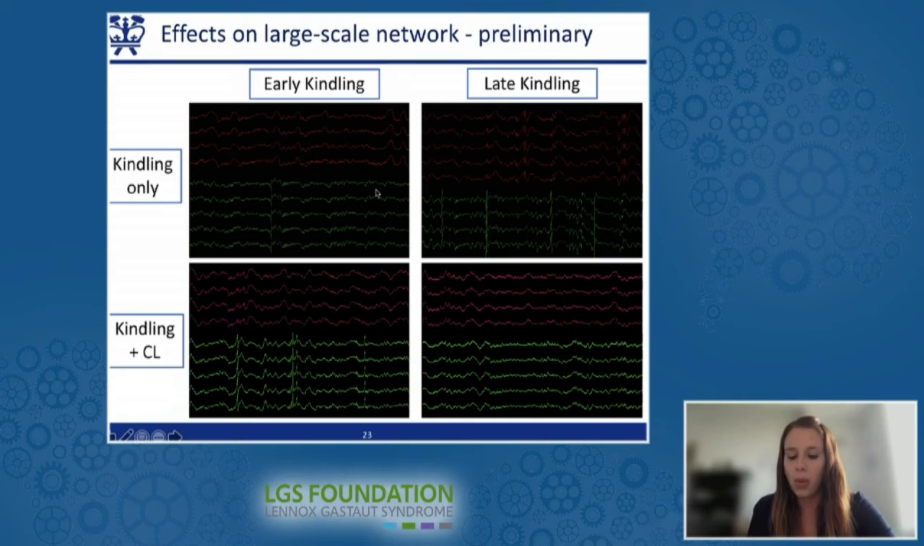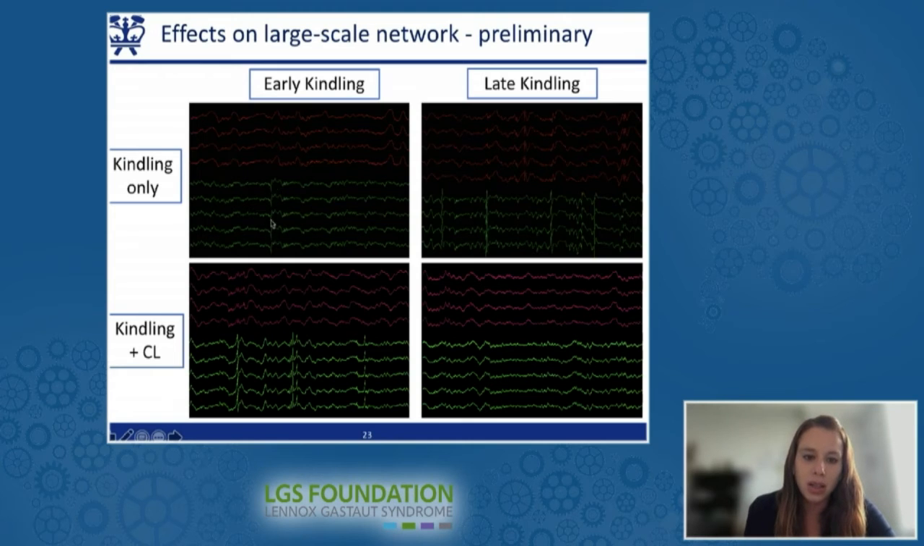All right, so I wanted to share with you just a little bit of work, some results that we have. This is all preliminary data that is still actively ongoing in the group. But what we've done is we've taken some of our rats and we've actually put them on a Kindling and closed loop therapy to see what happens. And so what I'm showing you here are some examples. This is a rat that had Kindling only in the top row, and this is early in the Kindling when it only has focal seizures.